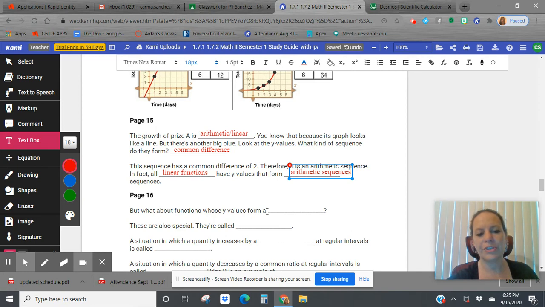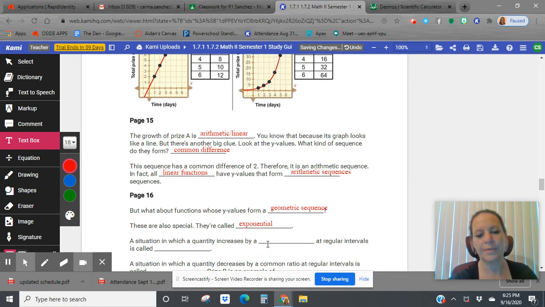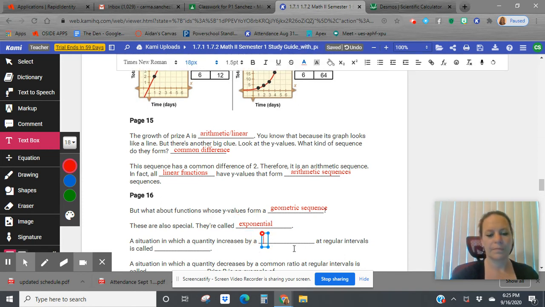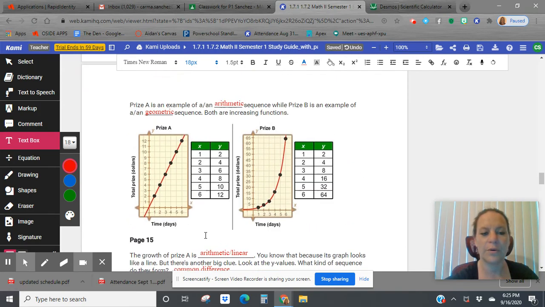But what about functions whose y values form a geometric sequence? These are also special. They're called exponential. So real quick, a situation in which a quantity increases. I hope that's reminding you of this vocab word.